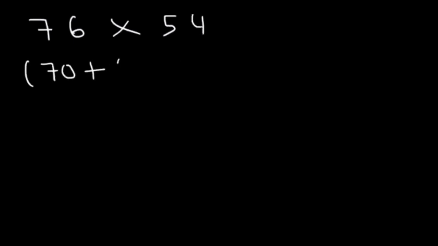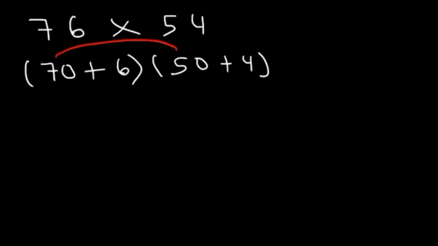Let's try one more multiplication example. 76 times 54. So what I like to do is break down 76 into 70 plus 6 and 54 into 50 plus 4. Now we need to FOIL. We need to multiply 70 times 50. 7 times 5 is 35, and then add the 2 zeros.